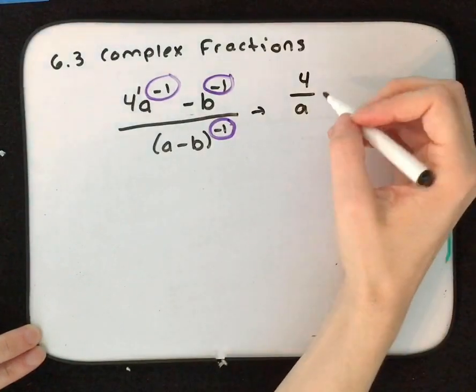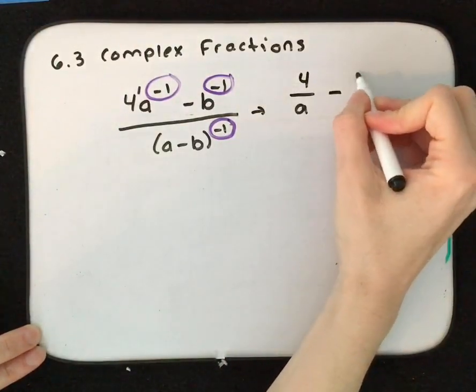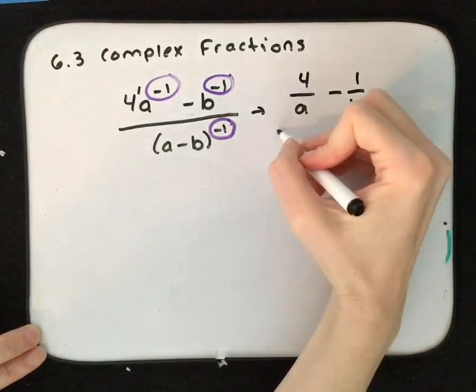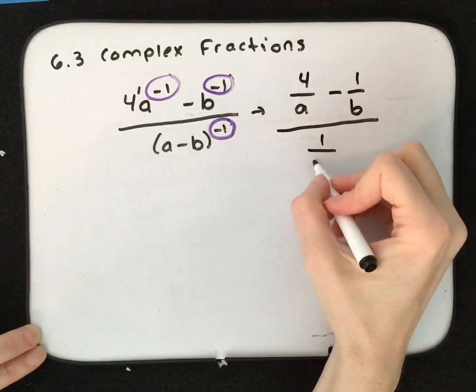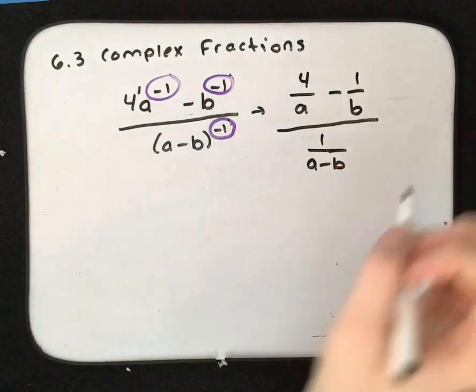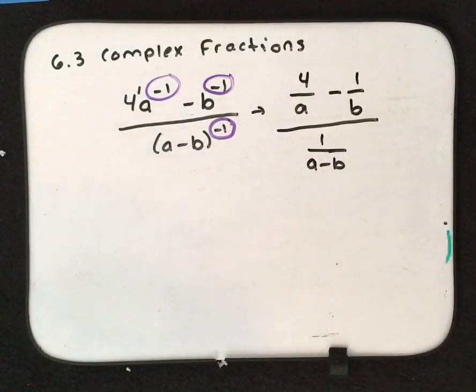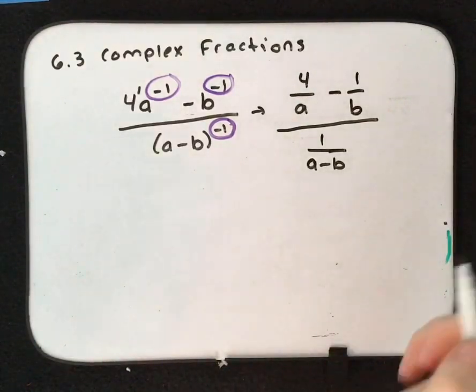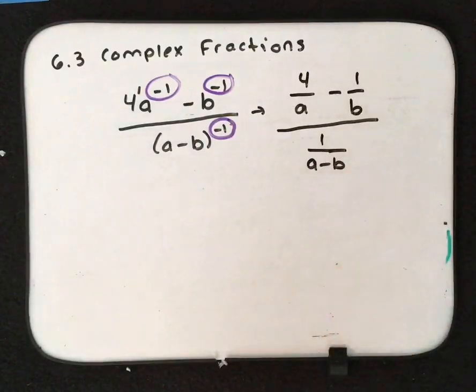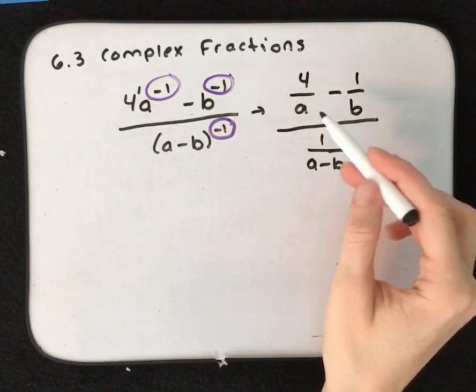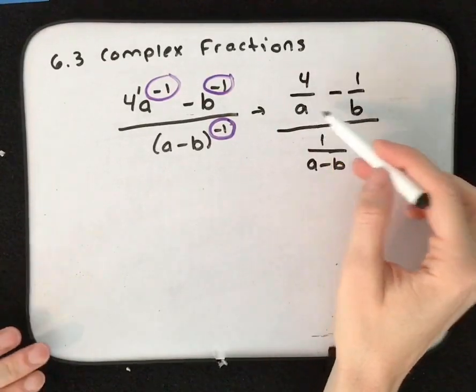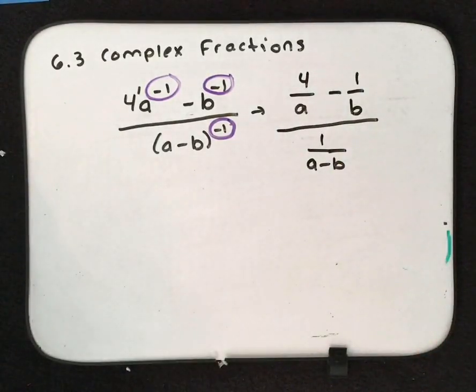And then we have the b to the negative 1, so that's going to look like 1 over b. All over, well, a minus b to the negative 1 looks like 1 over a minus b. So now you can see our complex fractions. When we cleaned up our negative exponents, we have fractions in the numerator now and fractions in the denominator. The good news is we only have one piece in the denominator, so we don't really need to do too much more cleaning there. However, we do need to clean up the numerator so that we can get just one fraction instead of two. So we need a common denominator.